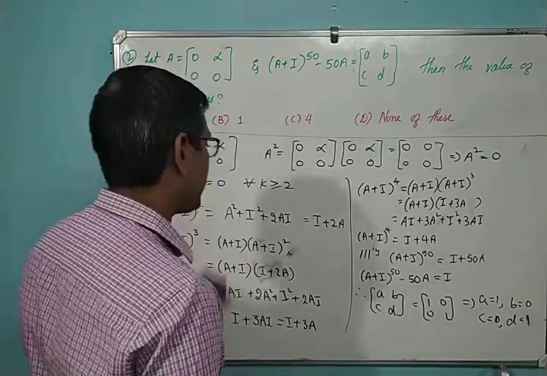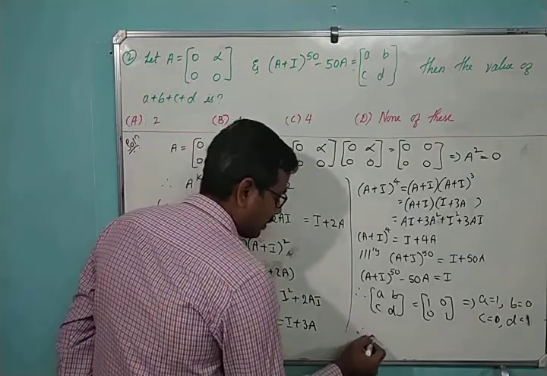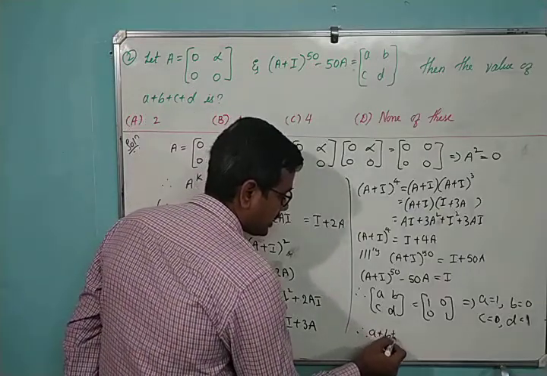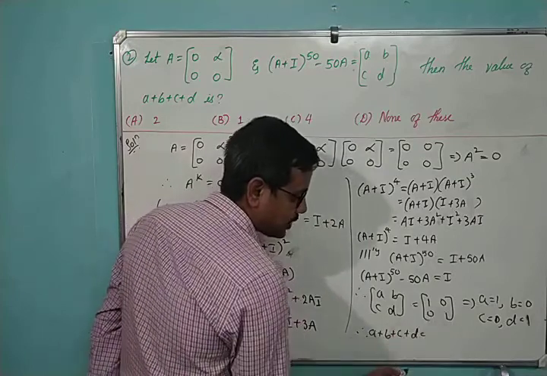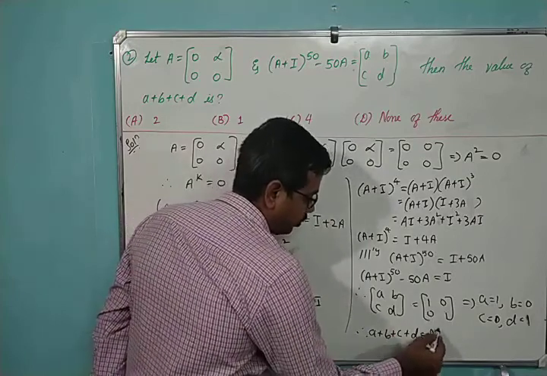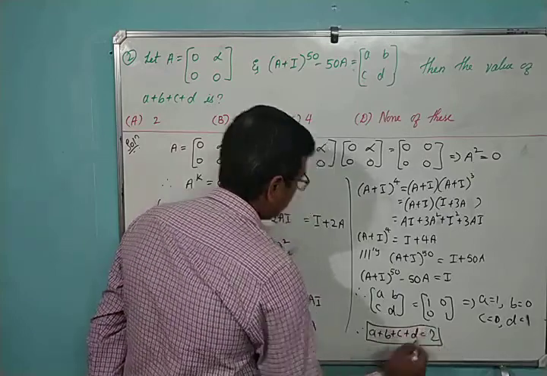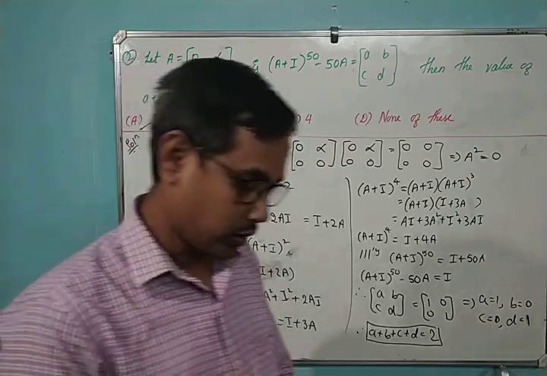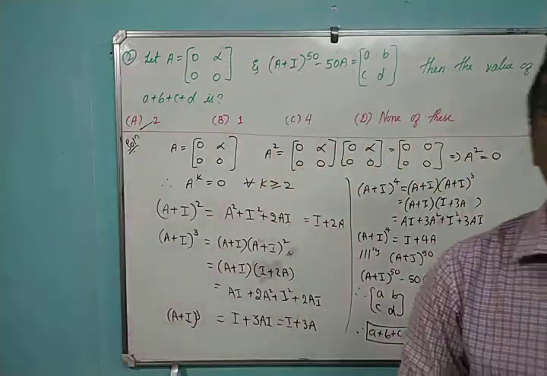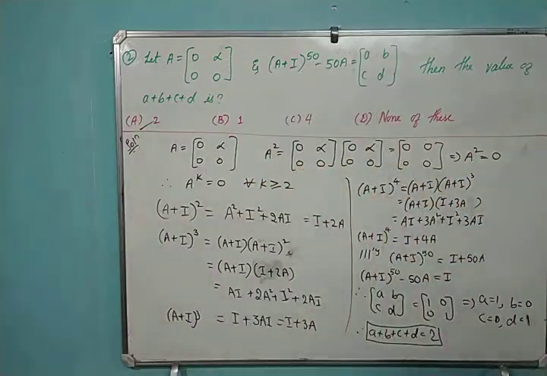What is asked for us? a + b + c + d. That is equal to 1 + 0 + 0 + 1, which will be 2. Right? So the option is option A. Okay? So this is how we need to do it. Now pause the video and have a look at this.